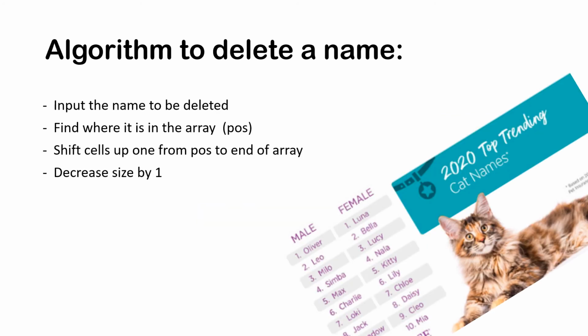So this is the algorithm to delete a name. We input the name to be deleted, find where it is in the array. We'll call that pos. We shift the cells up 1 from pos to the end of the array, and we decrease the size by 1.